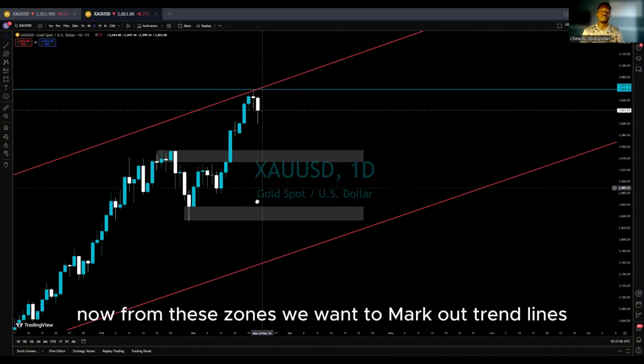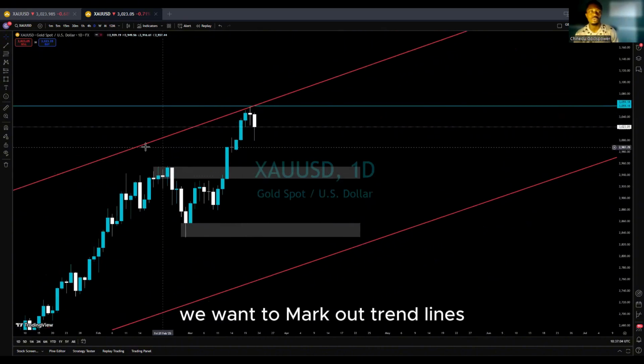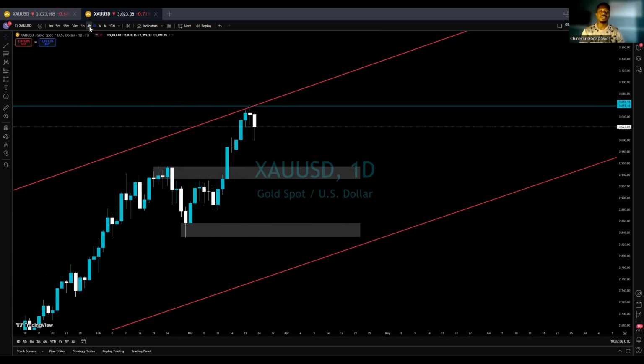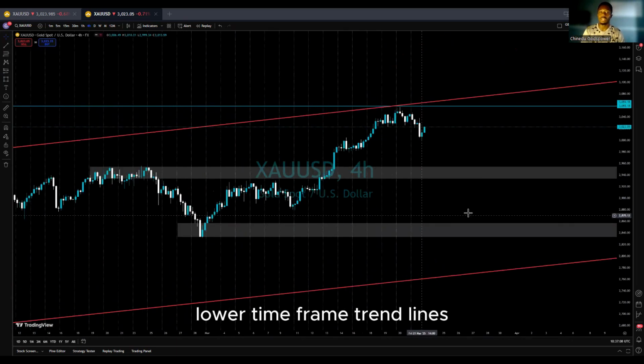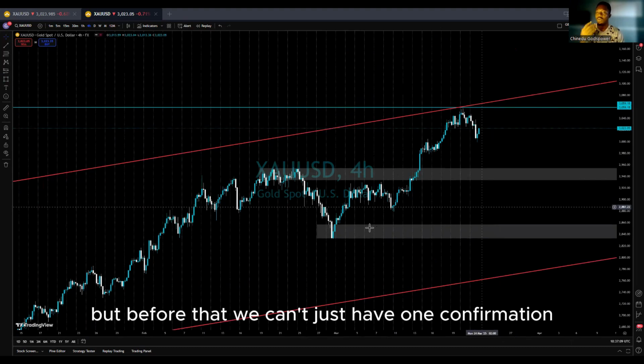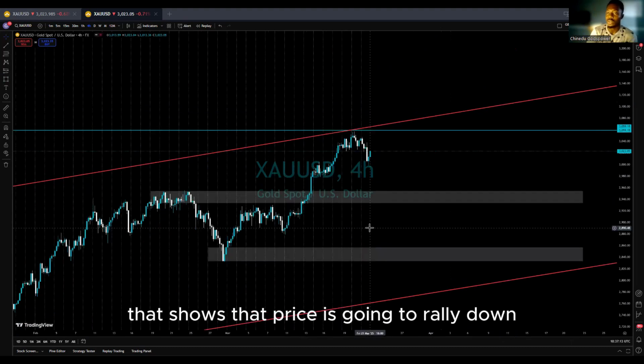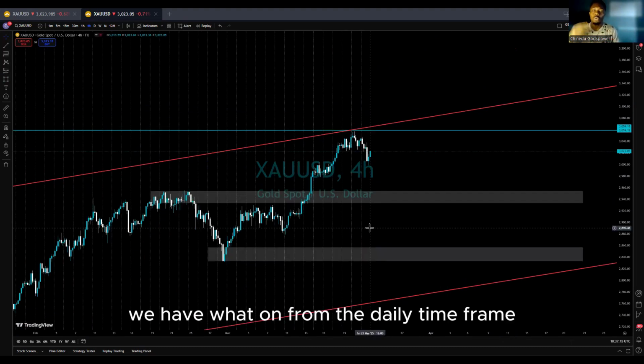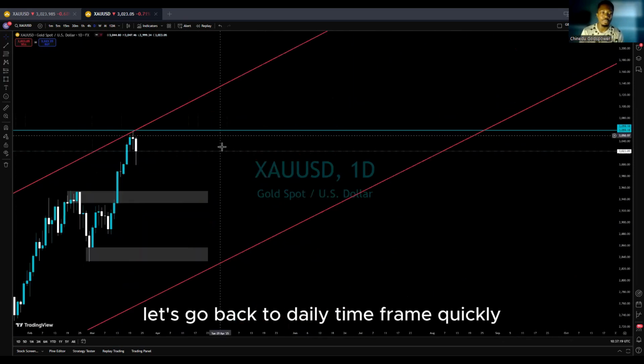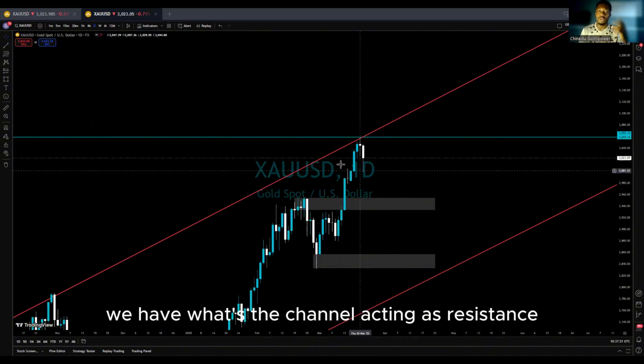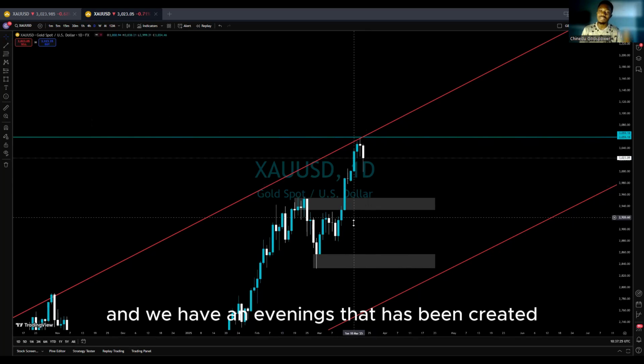Now, from this zone, we want to mark out trend lines, lower time frame trend lines. But before that, we can't just have one confirmation that shows that price is going to rally down. Neither can we have two. Let's go back to the daily time frame quickly. On the daily time frame, we have what? The channel acting as resistance, and we have an evening star that has been created.